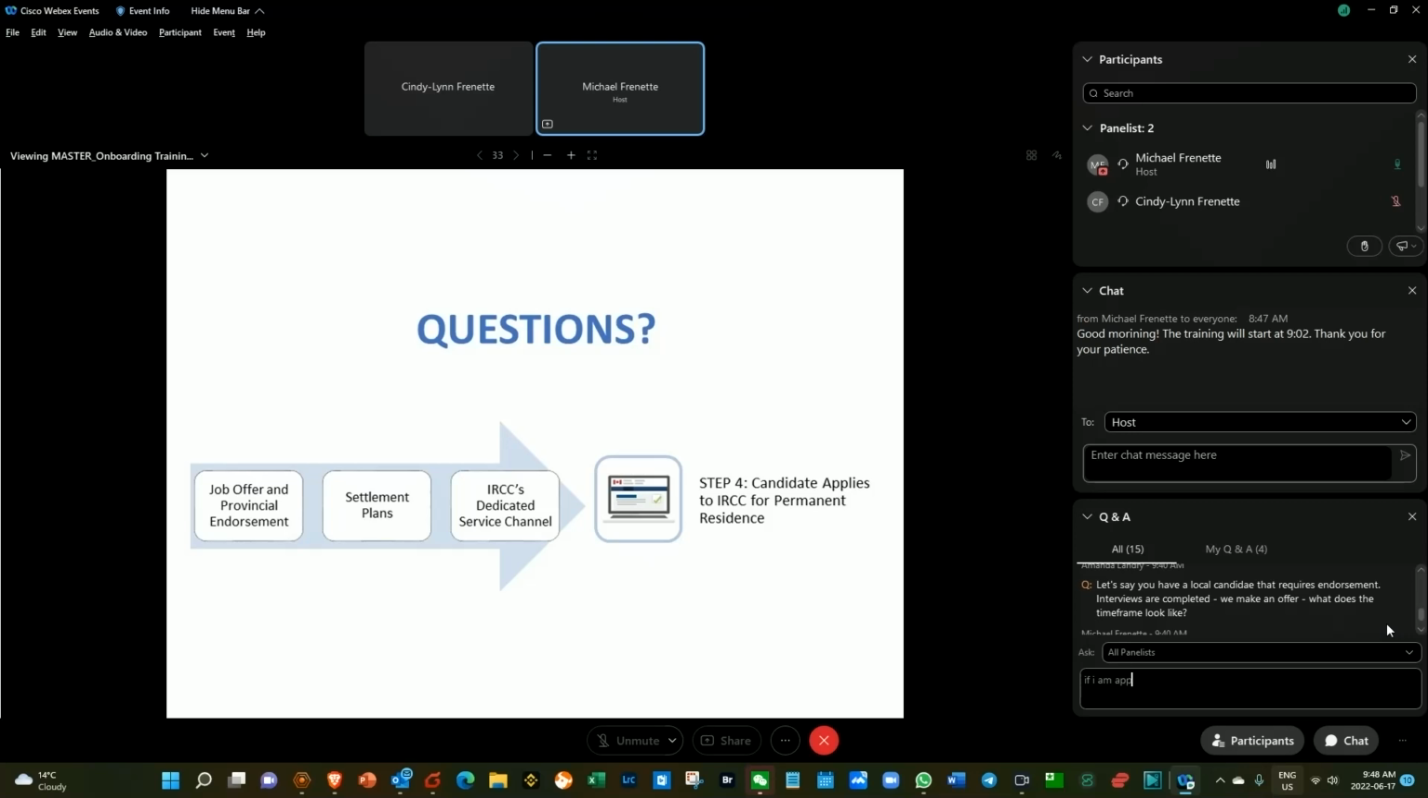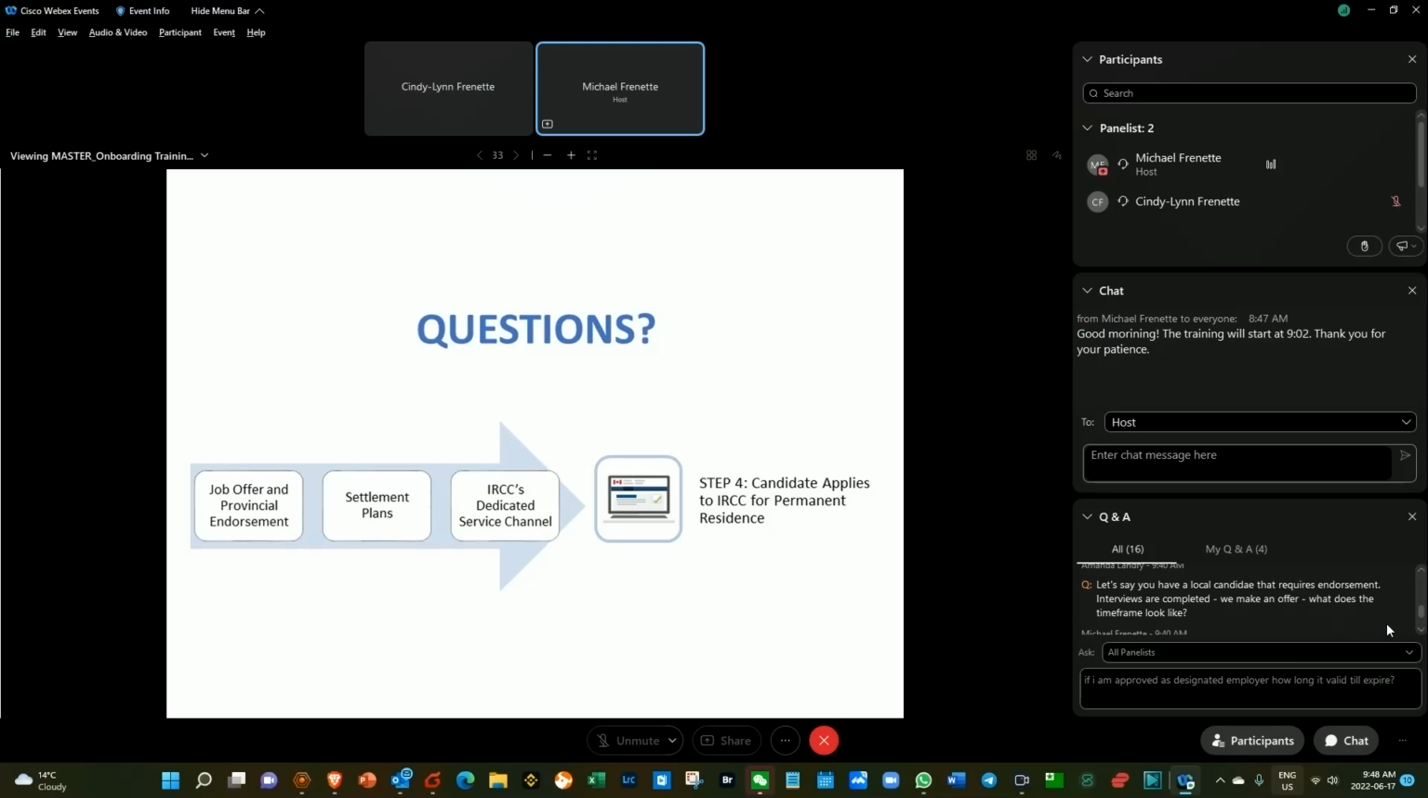Someone is asking, would the candidate have an authorization to work in Canada while they're waiting for their permanent residency application to be processed? Yes, if your candidate is not already authorized, there is an option to apply for a work permit, which we'll cover later on in the presentation.